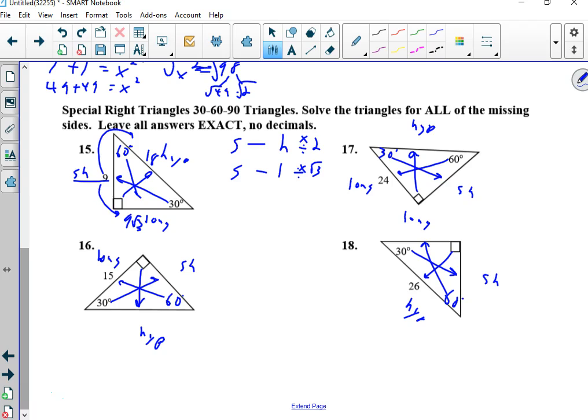Okay. To get the hypotenuse, I need the short side, which is right there. To get the short side, I start at the long, which means I have to go this way and divide by radical 3. So 24 divided by radical 3 means I need to rationalize. That gives me 24 radical 3 over 3. And then I simplify, and that gives me 8 radical 3 for this side. And then from short to hypotenuse, I just double the 8. 16 radical 3.